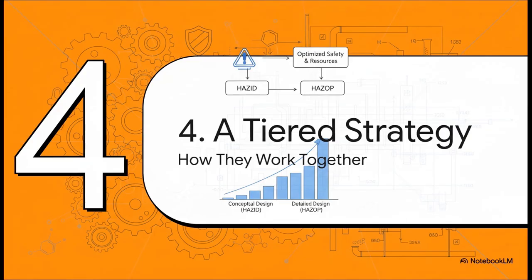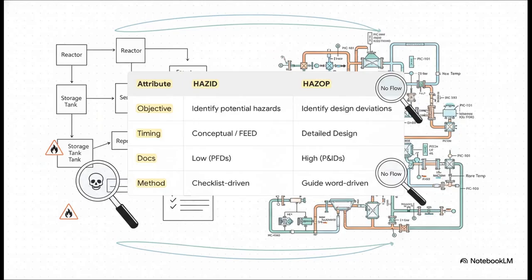So, this brings us to a really crucial point. You don't choose between HAZID and HAZOP. They aren't competitors. They are partners in a powerful, tiered strategy that helps you optimize your engineering resources and maximize safety across the entire project lifecycle. And this table just perfectly illustrates their distinct but totally complementary roles.